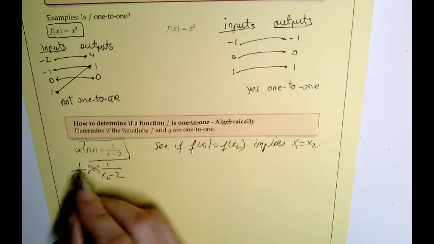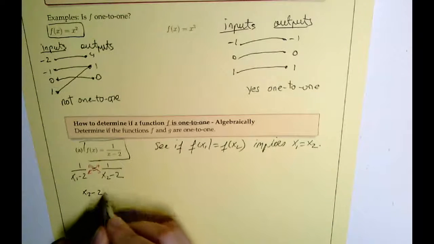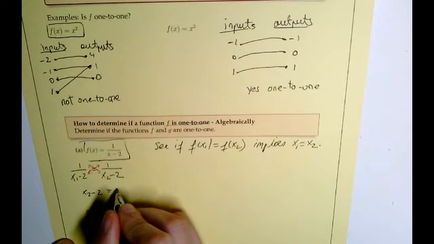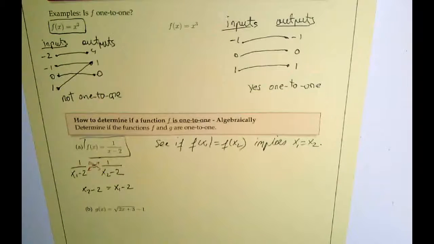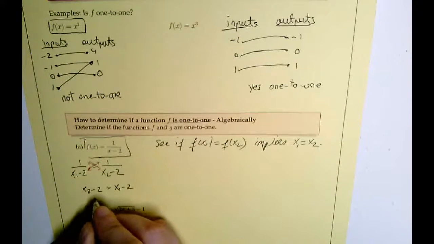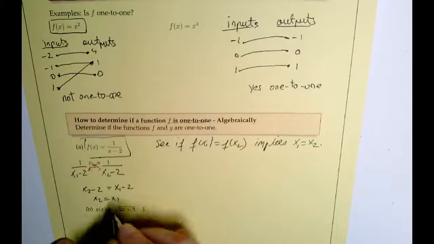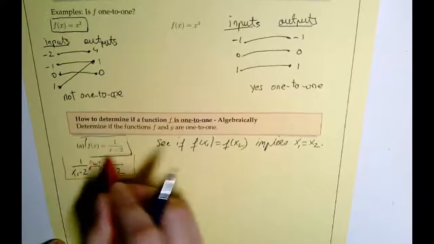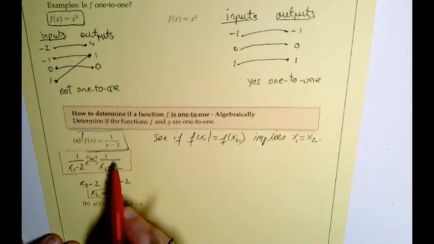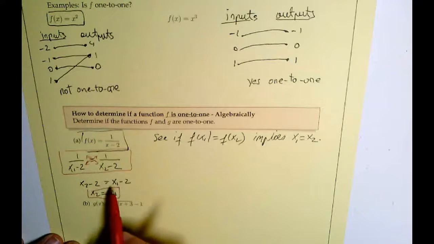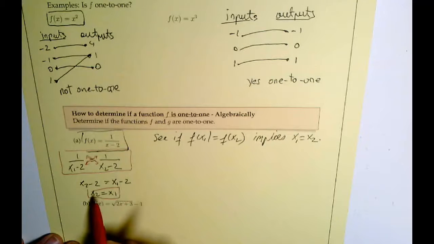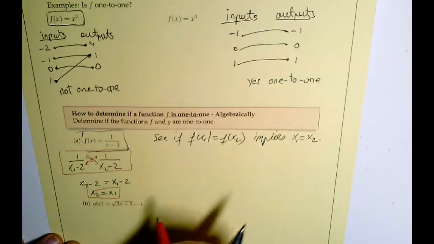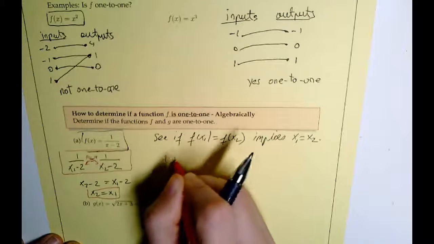So then I'll have 1 times x2 minus 2 equals 1 times x1 minus 2. And then if I add 2 to both sides, I'll get that x2 equals x1. So yes, if I start with their images, with f of x1 equals f of x2, and I work it around and I get to the conclusion that x1 must be equal to x2, then yes, f is one-to-one.